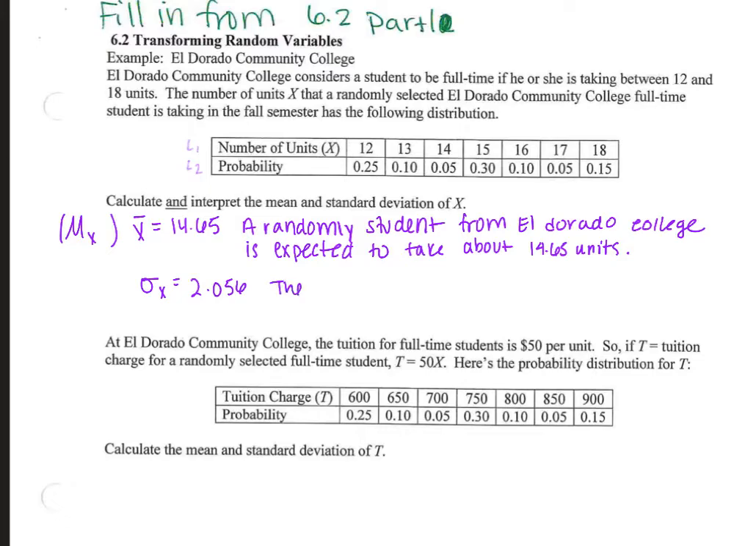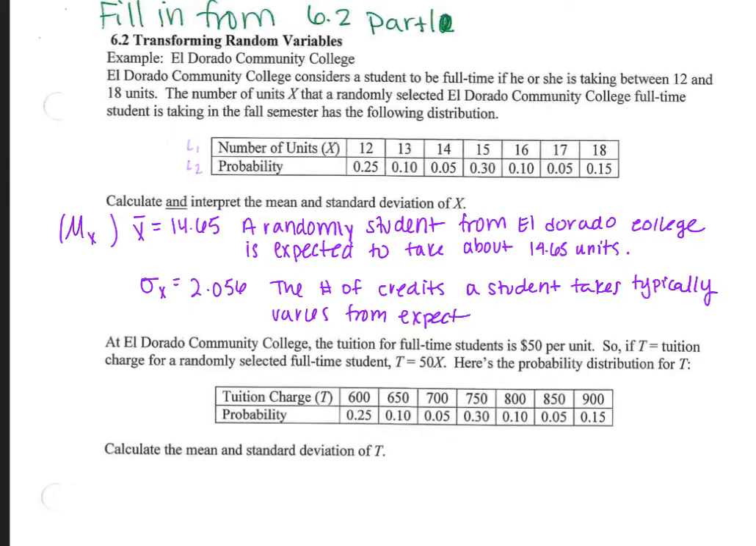The number of credits a student takes typically varies from expected by about 2.056 units.